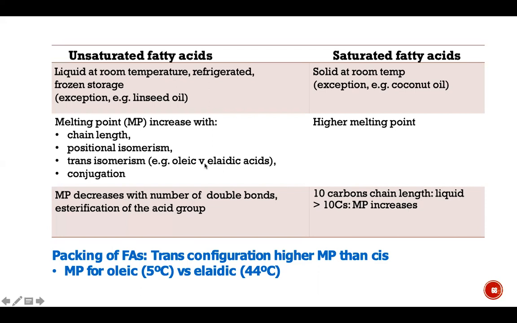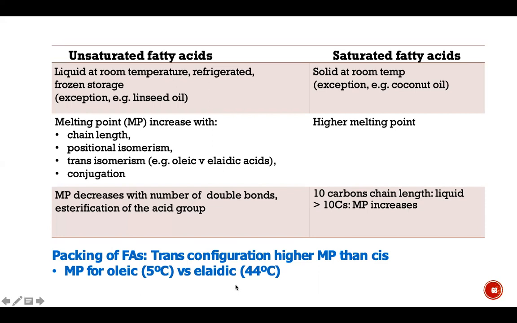Earlier we talked about oleic versus elaidic acids. I think I have some pictures later on. I can show you in the next slide. Okay, the packaging of fatty acid. The trans configuration has a higher MP than cis.